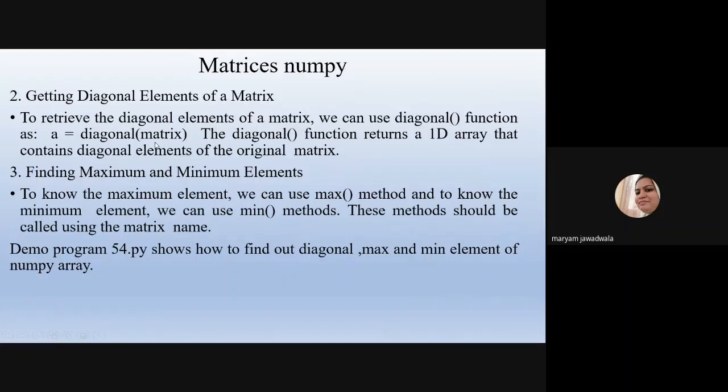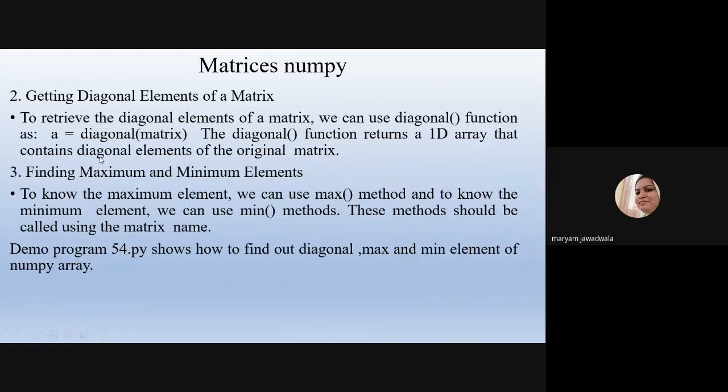How can I call this function? A is equal to diagonal, and in the brackets you need to give the name of the matrix. The diagonal function returns a 1D array that contains the diagonal elements of the original matrix, right? So here A is nothing but my 1D array, and matrix is nothing but the name of the matrix, right? So in this way I can find out the diagonal elements.